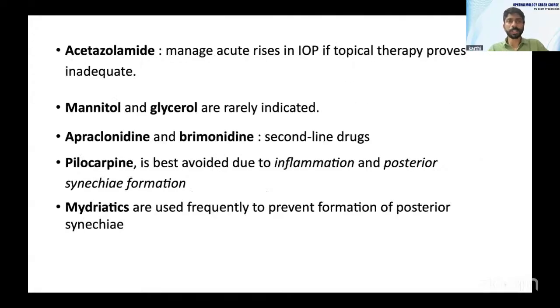Oral drugs like acetazolamide can be used to manage the acute IOP rise, and mannitol and glycerol are rarely indicated. Drugs like brimonidine and apraclonidine are the second line of choice. Pilocarpine is best avoided due to the risk of increased inflammation and posterior synechiae formation. Mydriatics are used frequently to prevent the formation of posterior synechiae.